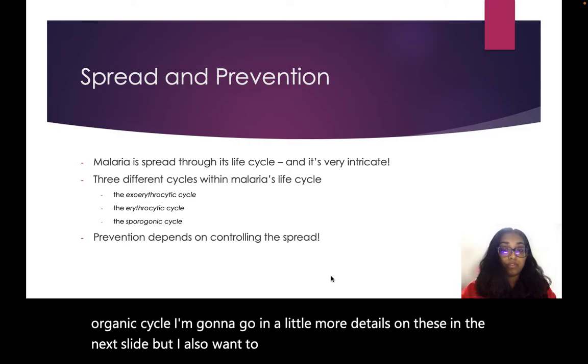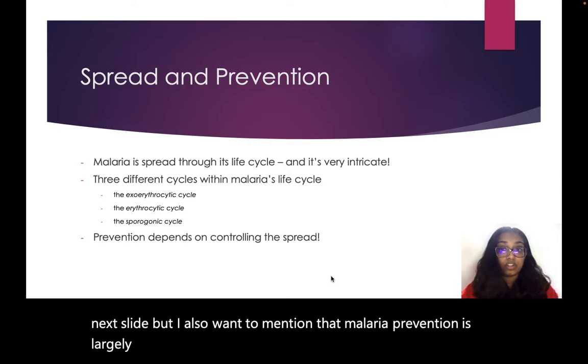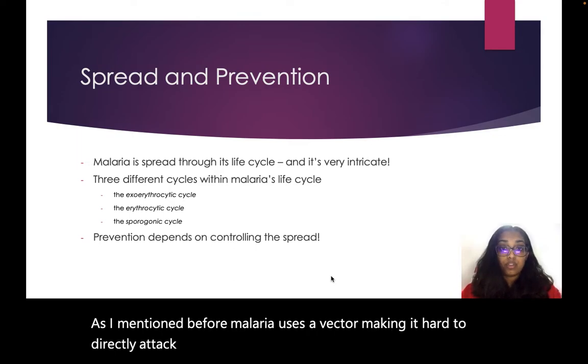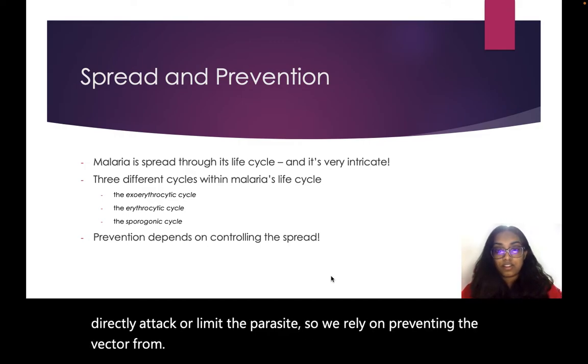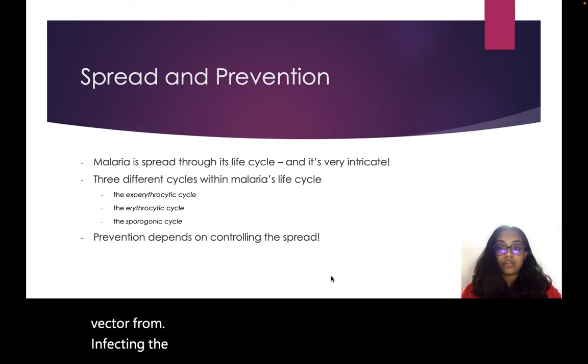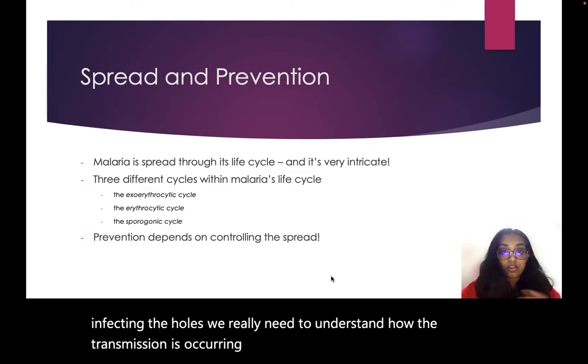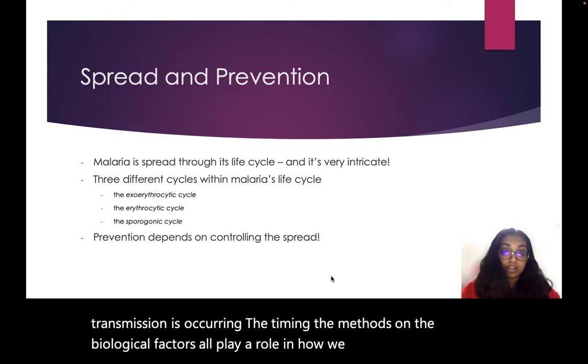I'm going to go into a little more detail on these in the next slide, but I also want to mention that malaria prevention is largely based on controlling the spread of malaria. As I mentioned before, malaria uses a vector, making it hard to directly attack or limit the parasite, so we rely on preventing the vector from infecting the host. However, in order to control the vector from infecting the host, we really need to understand how the transmission is occurring. The timing, the methods, the biological factors all play a role in how we can effectively prevent infection.